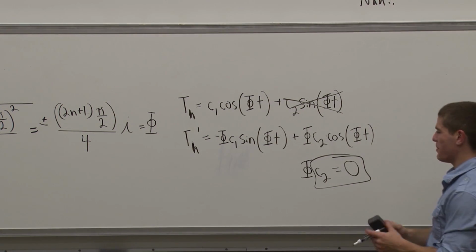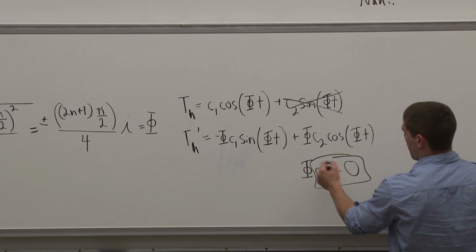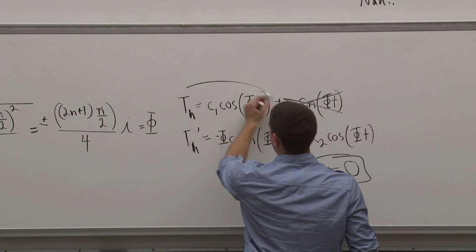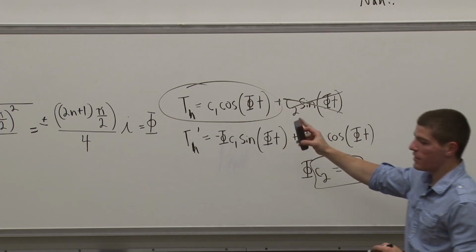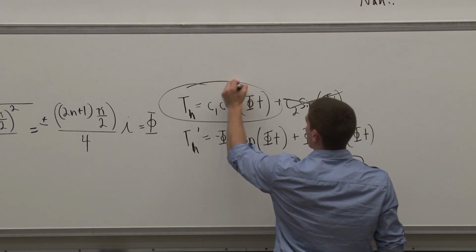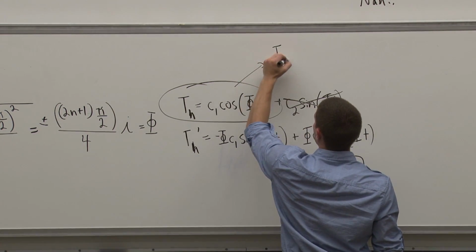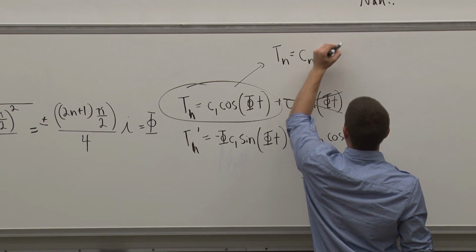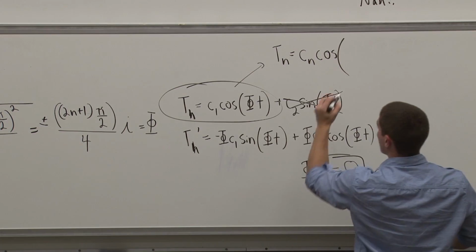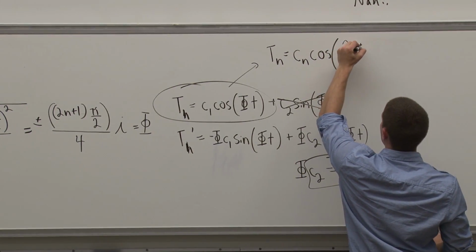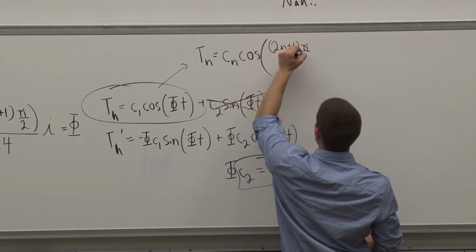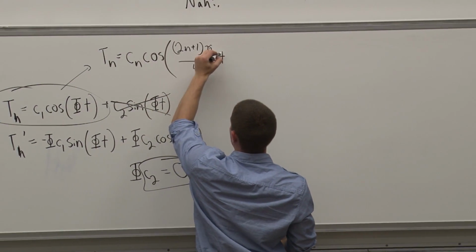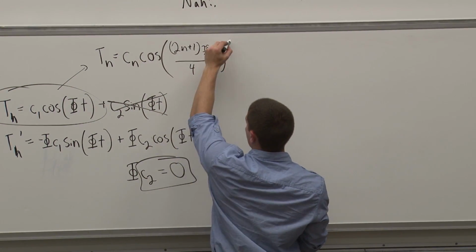Okay, pat myself. All right, so once you have c2 equals 0, this whole c2 term is gone. That means we're left with this. With a little modification, this is our answer for t. So I'm going to write Tn equals Cn times the cosine. I'm not going to write phi this time, I'm going to put everything in: of 2n plus 1 pi over 2 over 4 times t. And that's it. So this is our Tn.